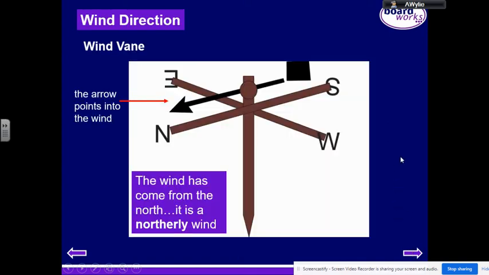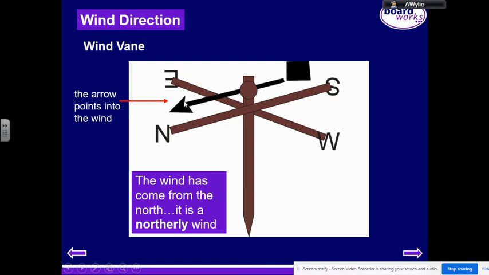Our third instrument is used to measure the wind direction, and we can see it here. It's called the windvane, sometimes also called a weather vane. It works by the wind striking a large metal plate on the back of an arrow, which pushes the arrow into the direction where the wind is blowing from.